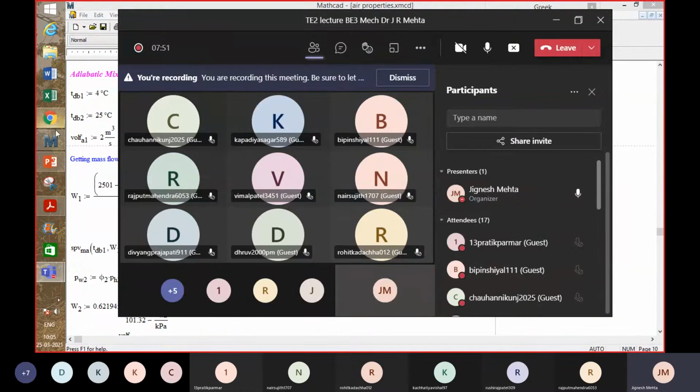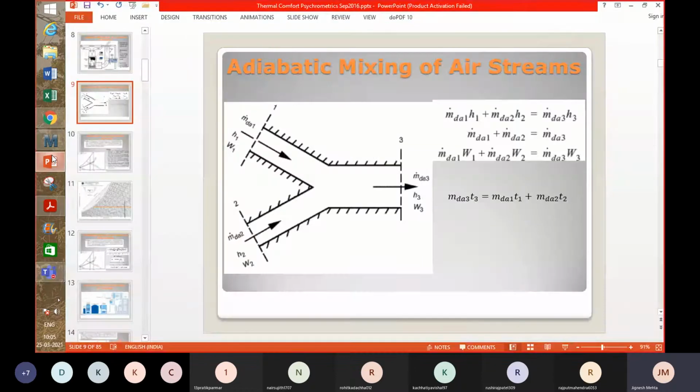So we are talking about adiabatic mixing of air streams, and here, as it is shown in the schematic diagram, there are two ducts. One duct is carrying air at a certain condition, let's say state 1. Another duct is carrying air at another state, let's say state 2.